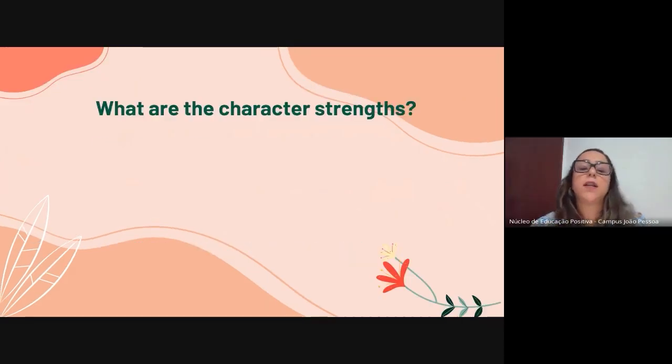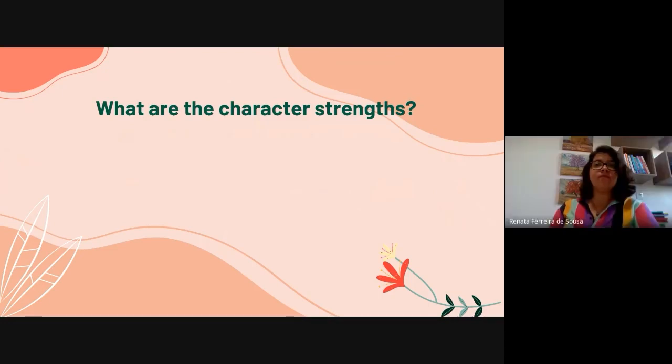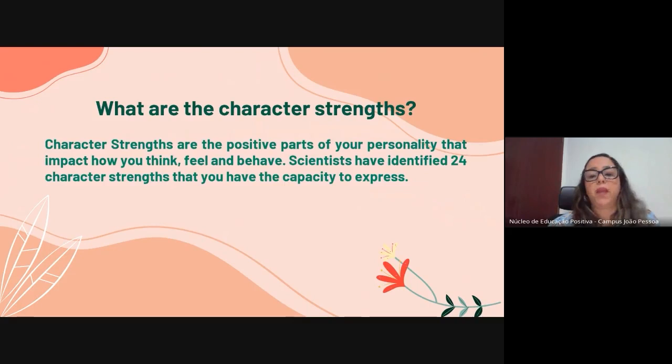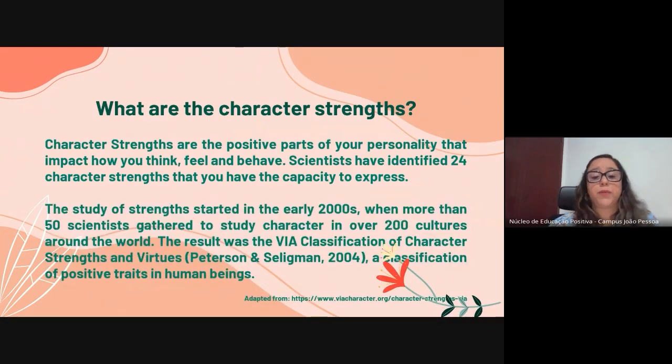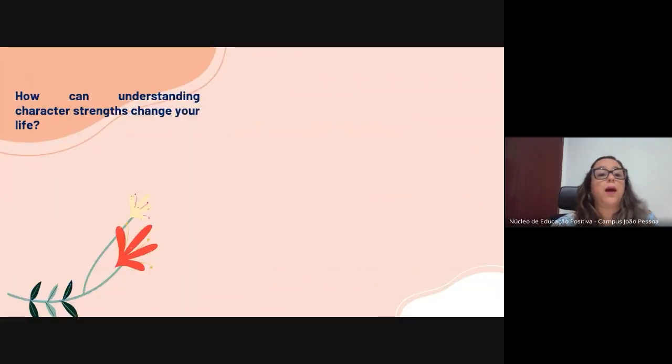Okay, so let's talk a little bit about character strengths, right? What are the character strengths? So, according to Seligman and Peterson, they are the positive parts of your personality that impact how you think, feel, and behave. Scientists have identified 24 character strengths that you have the capacity to express. But how did this happen? So the study of strengths started in the early 2000s when more than 50 scientists gathered to study character in over 200 cultures around the world. The result was the VIA classification of character strengths and virtues, which is a classification of positive traits in human beings.